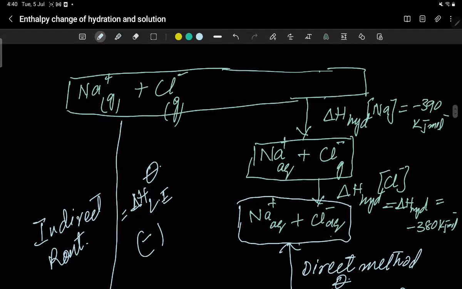And sodium and chloride ions in gaseous form, when dissolved in water, change into sodium aqueous and chloride aqueous ions, and this is equal to delta H hydration. This is delta H hydration of cations, which is exothermic, and this is delta H hydration of chloride ion, which is also exothermic.